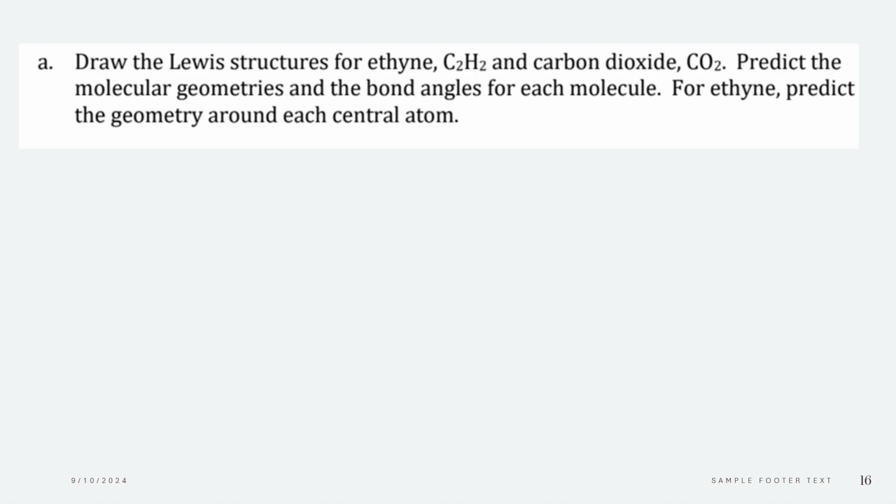Draw the Lewis structures for ethyne and carbon dioxide. Predict the molecular geometries and the bond angles for each molecule. For ethyne, predict the geometry around each central atom. So we've done these two already. So ethyne is this, carbon dioxide is this.